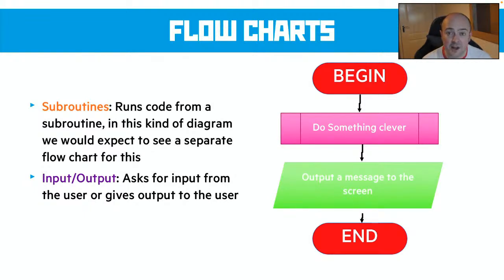A subroutine is another diagram, really, that exists somewhere else. And the parallelogram is the most important one because it is output and input. It is taking data in and putting data on the screen. Both of those things are brilliant to be able to do that with a flowchart.